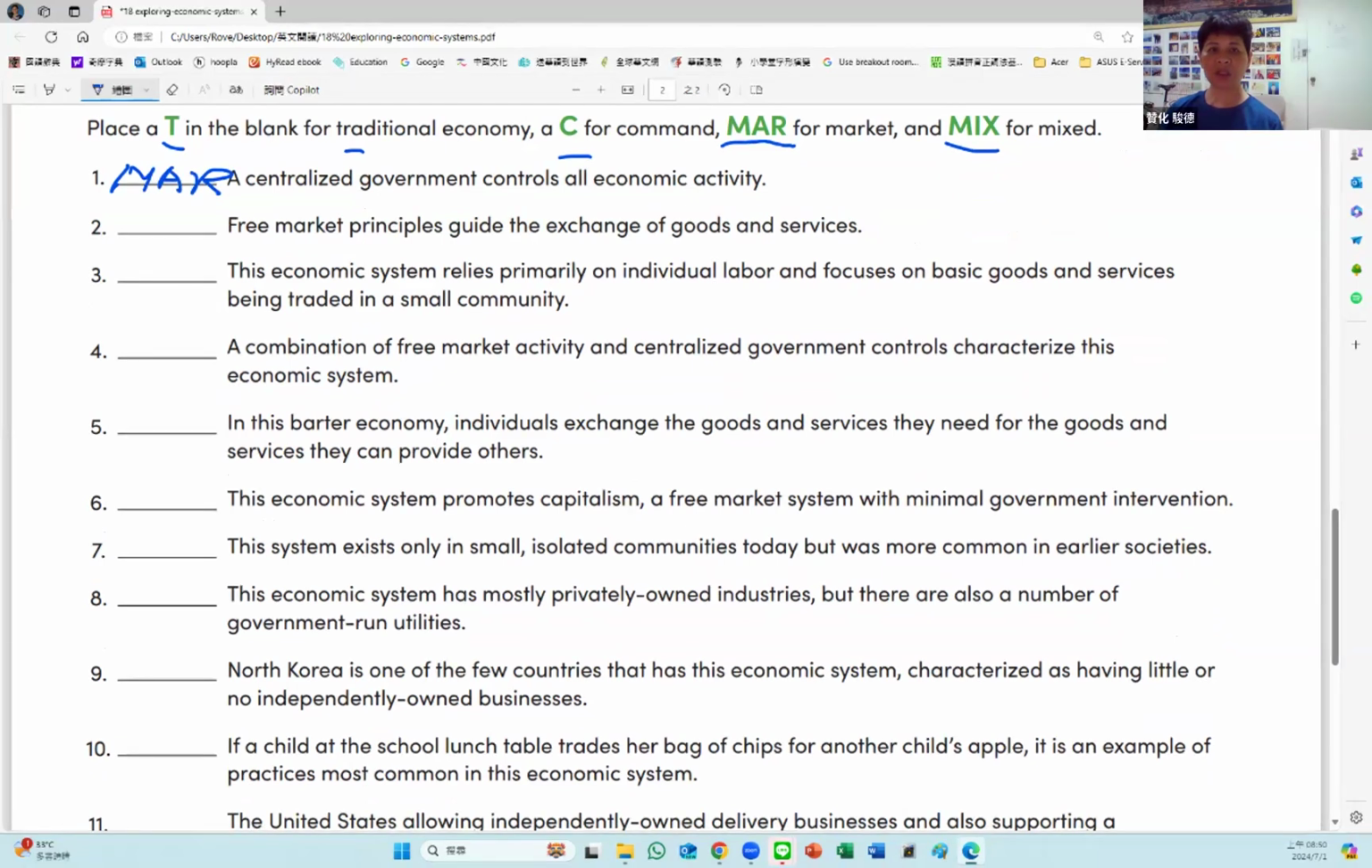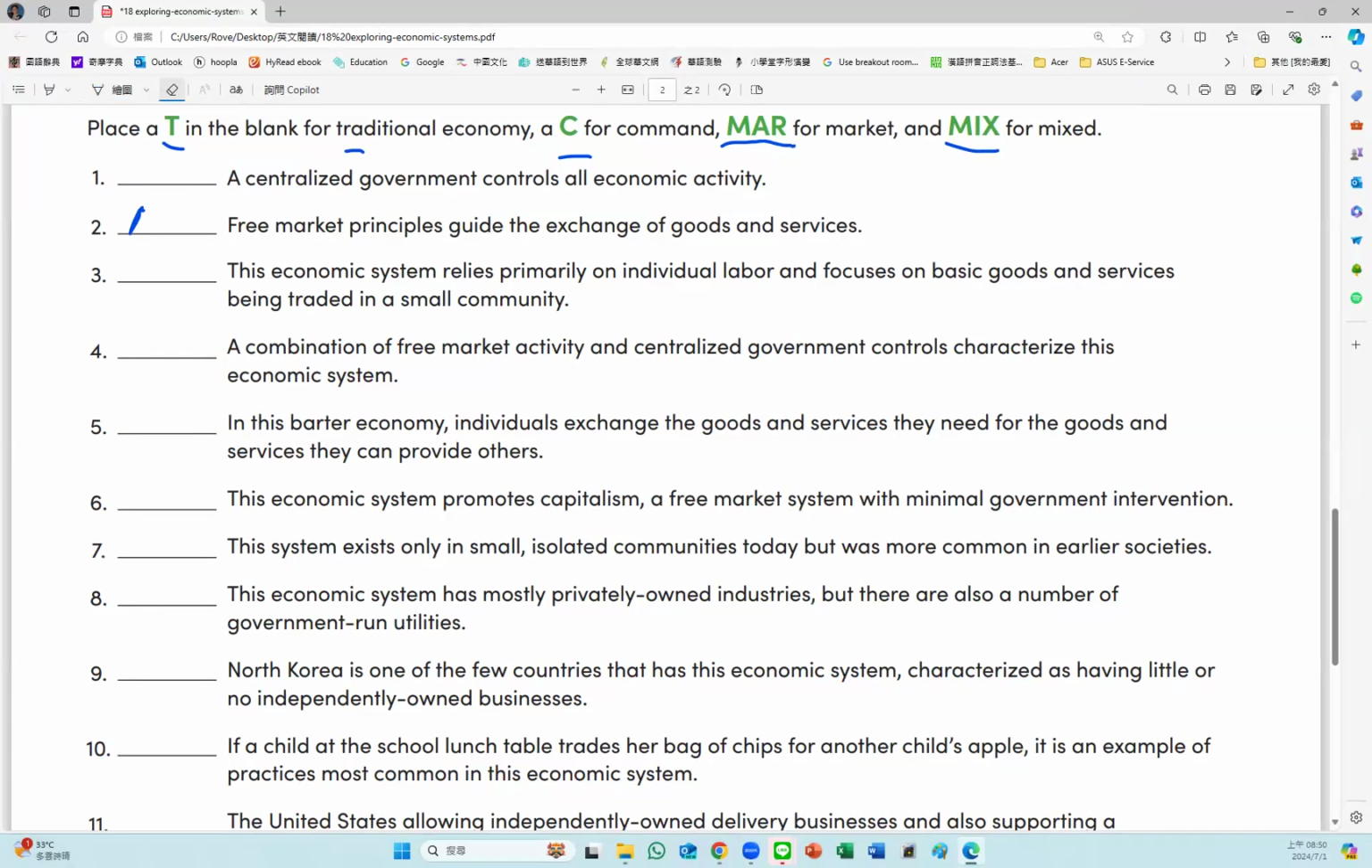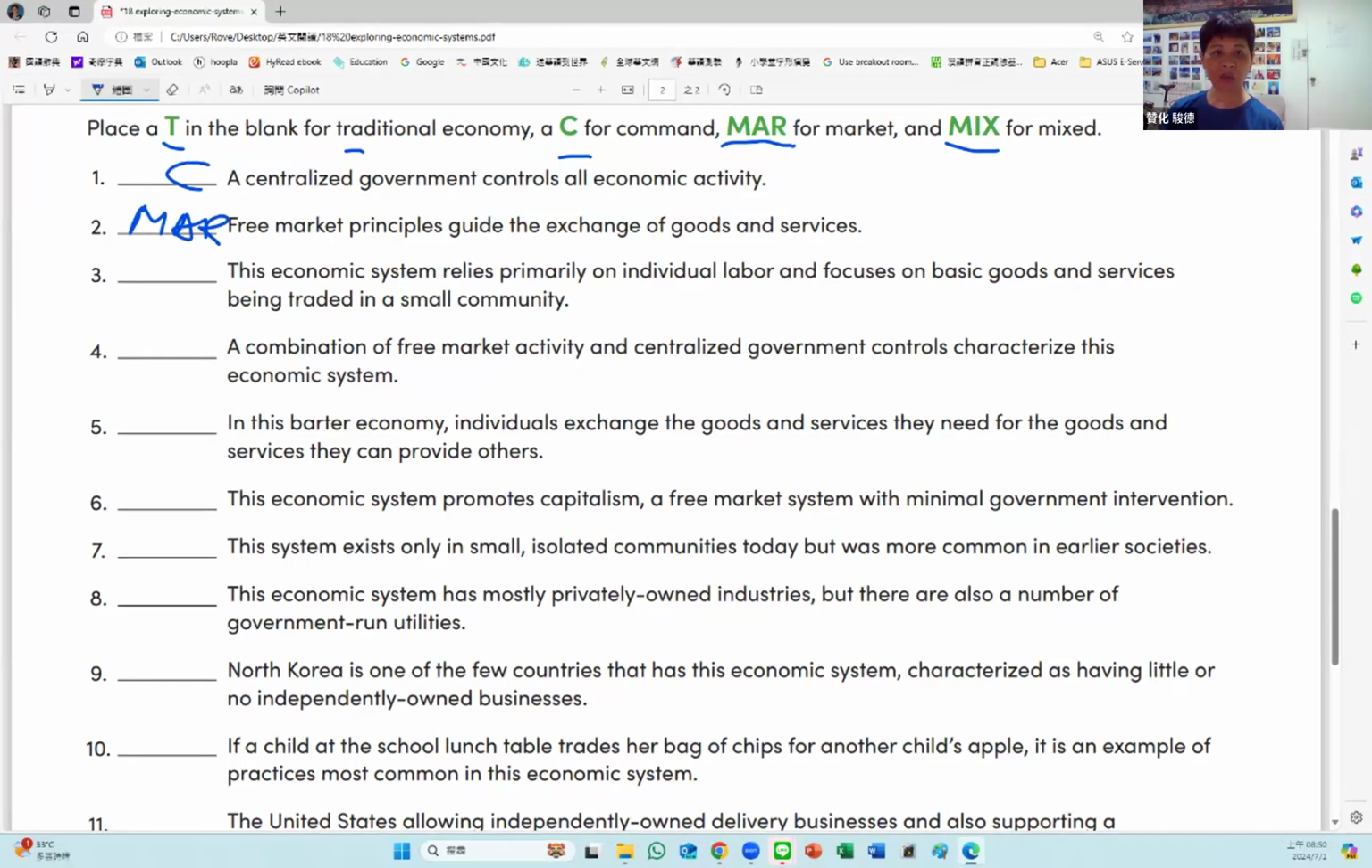Number 2, Rudy, read this one. Free market principles guide the exchange of goods and services. Okay, everyone, which system is this one? Market. Okay. Number 1 is command, it's my fault. This is market. It was Fang Fang, right?